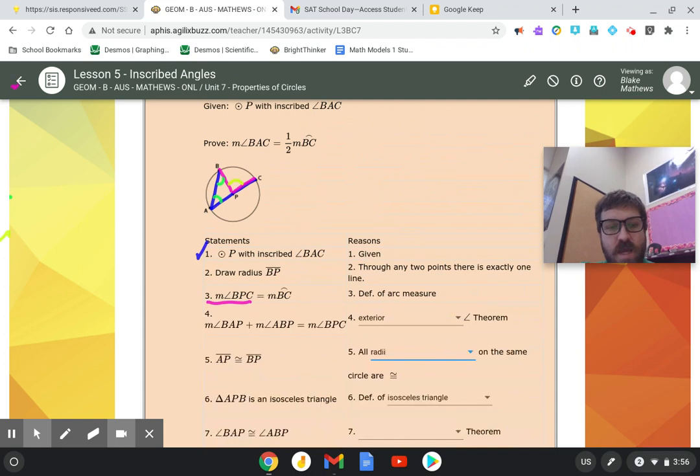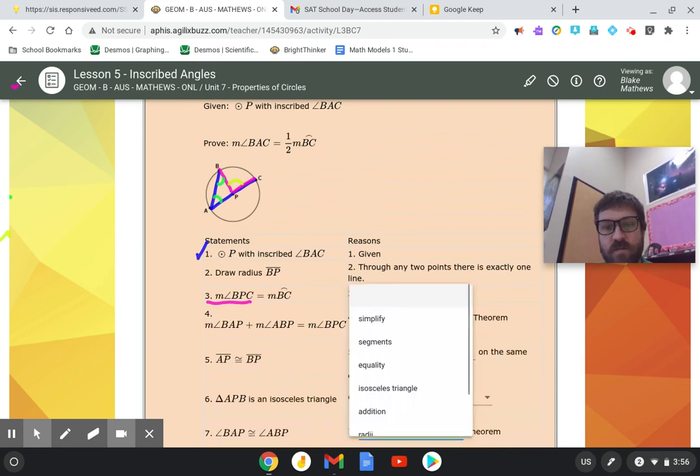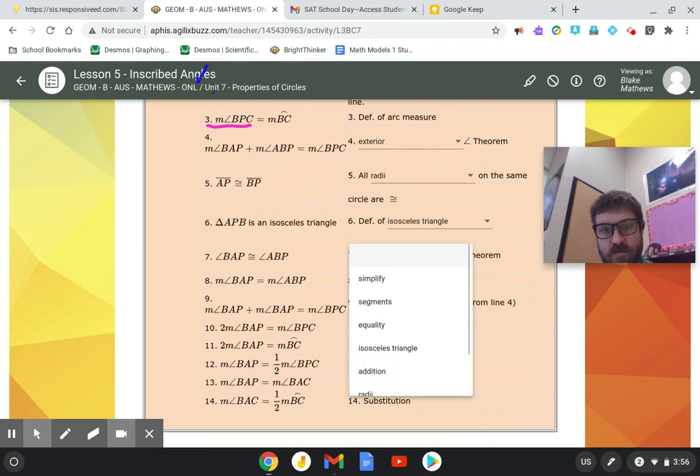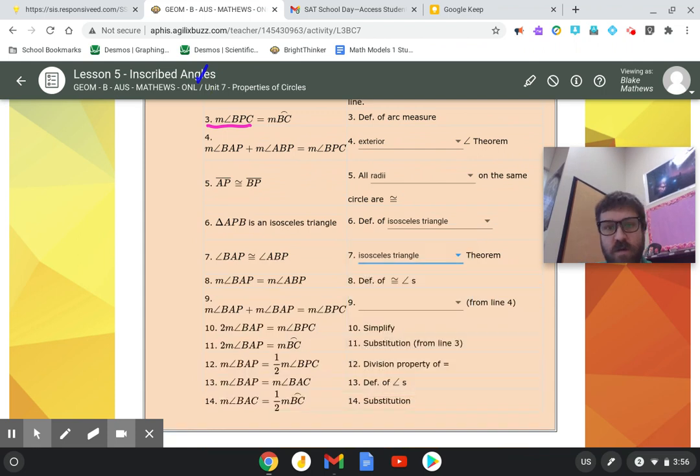Because of that, BAP and ABP, the green angles that I already drew, are congruent. That's because of the isosceles triangle theorem.